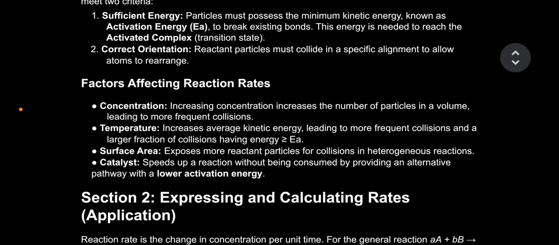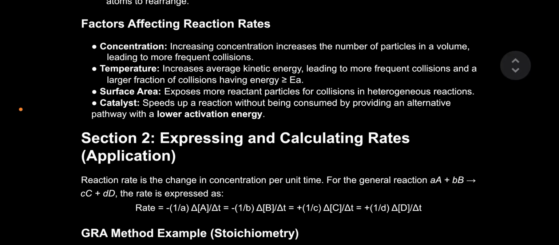Factors affecting reaction rates. Concentration: increasing concentration increases the number of particles in a volume, leading to more frequent collisions. Temperature increases average kinetic energy, leading to more frequent collisions and a larger fraction of collisions having energy greater than or equal to the activation energy. Surface area exposes more reactant particles for collisions in heterogeneous reactions. A catalyst speeds up a reaction without being consumed by providing an alternative pathway with a lower activation energy.